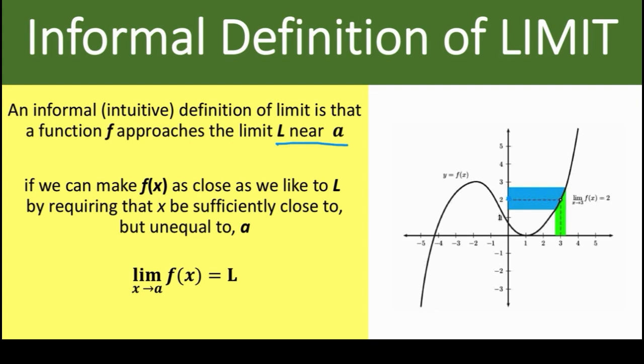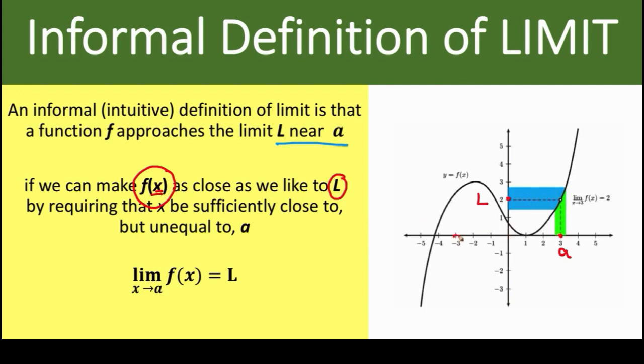The limit L is the y value. You can think of L as this point. And a is an x value. You can think of a as this point. So we can now think of this sentence: a function f approaches a limit L near a if we can make f of x as close as we like to L. So first, where are the x values?